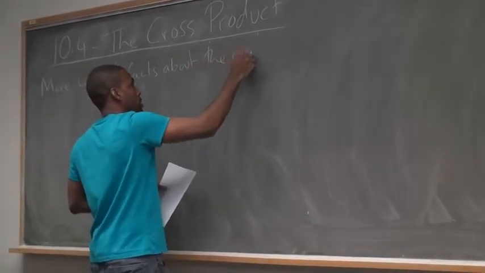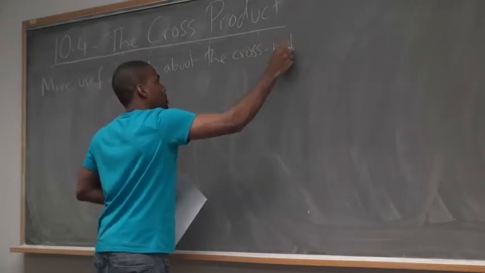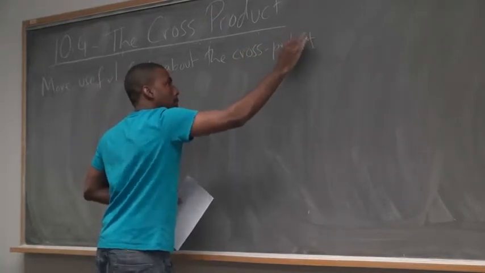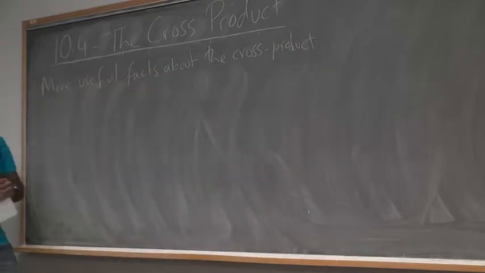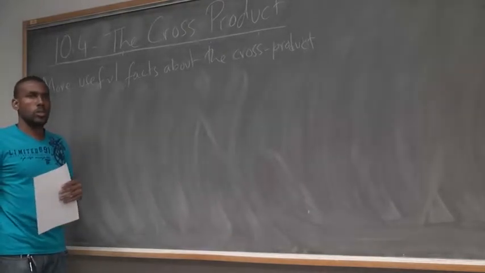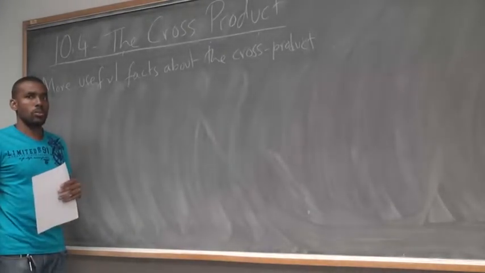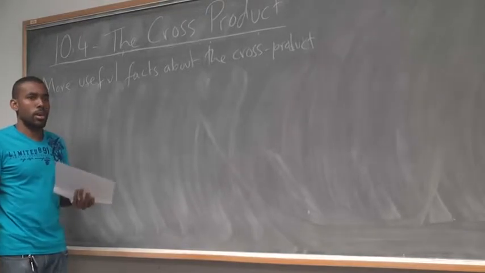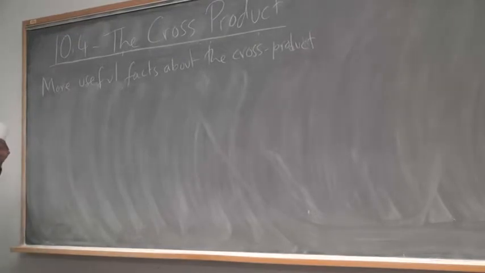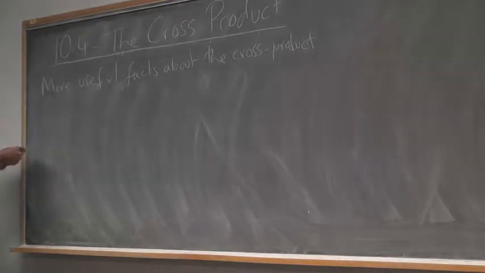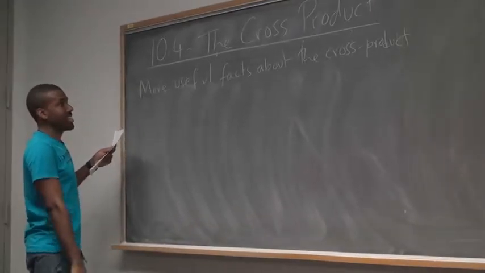There are more useful facts about the cross product. How do you know 2 vectors are perpendicular? I know if they're parallel. I find a vector that's perpendicular to 2 other vectors. All right. Next time I ask you those questions, right away. Right away. Okay.